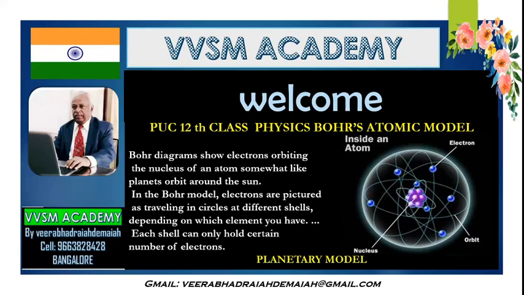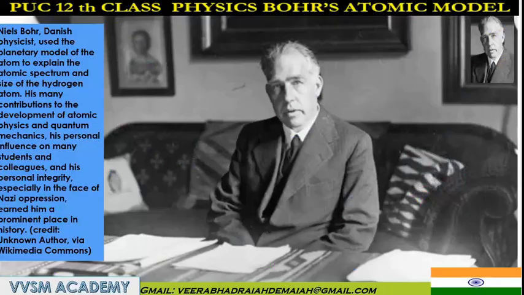Bohr's diagram shows electrons orbiting the nucleus of an atom somewhat like planets orbit around the sun. In the Bohr model, electrons are pictured as traveling in circles at different shells depending on which element you have. Each shell can hold a certain number of electrons, that is principal orbitals K, L, M, N, O, P, and suborbitals s, p, d, f orbitals. This is the great scientist Niels Bohr.